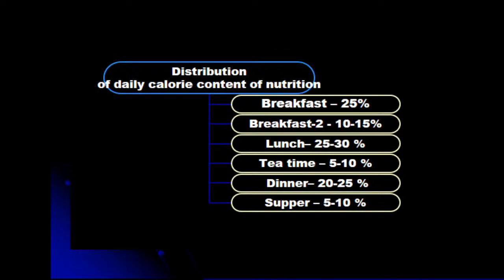Distribution of daily calorie content of nutrition: breakfast 25%, second breakfast 10 to 15%, lunch 25 to 30%, tea time 5 to 10%, dinner 20 to 25%, supper 5 to 10%.